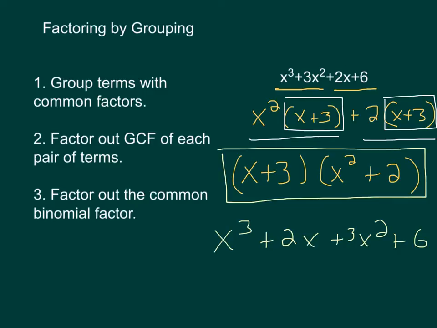First, group the terms that have common factors. Then factor out the GCF of each pair of terms, leaving behind a binomial. They need to be the same. And then factor that common binomial as a factor and leave behind the x squared plus 2 that's the result of the factoring. Check your work and you'll be good to go.